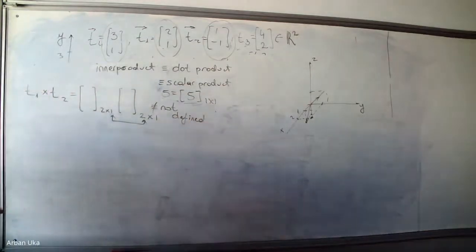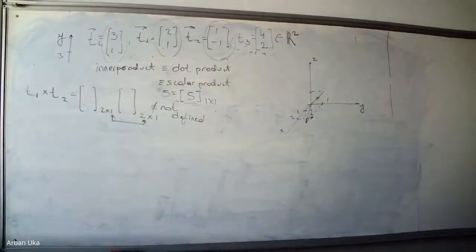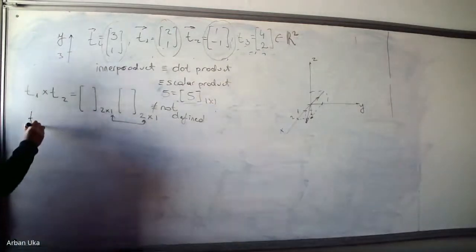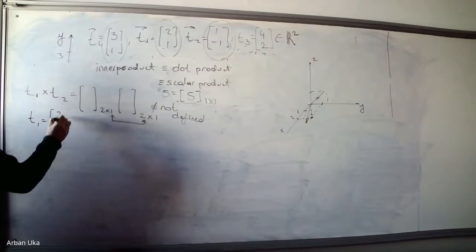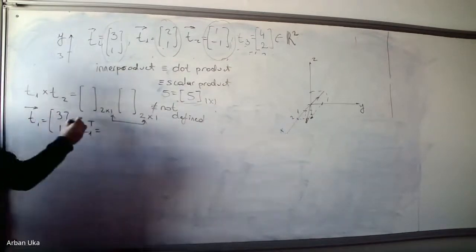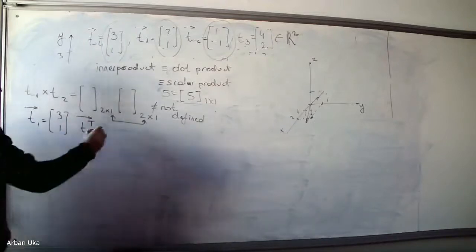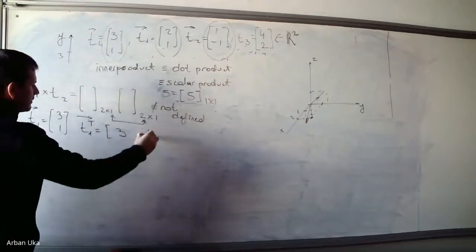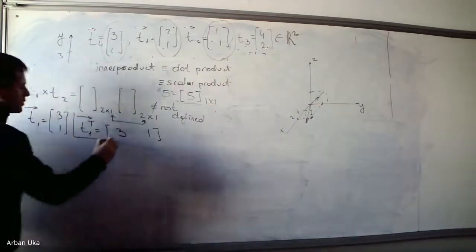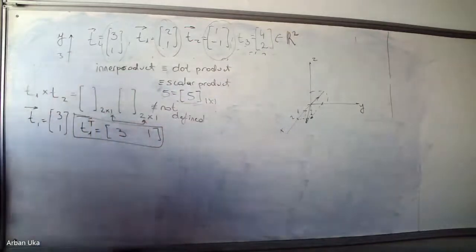But how can we multiply two vectors? We have to take the transpose of one of them. Okay? So for example, according to what we have on the board, T1 is 3, 1. So T1 is 3, 1, but T1 transpose, this is a vector, this is also a vector. What is T1 transpose? This is the T1 transpose, okay? So the column becomes a row.